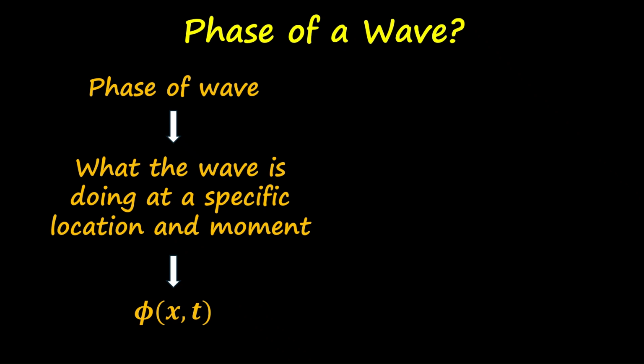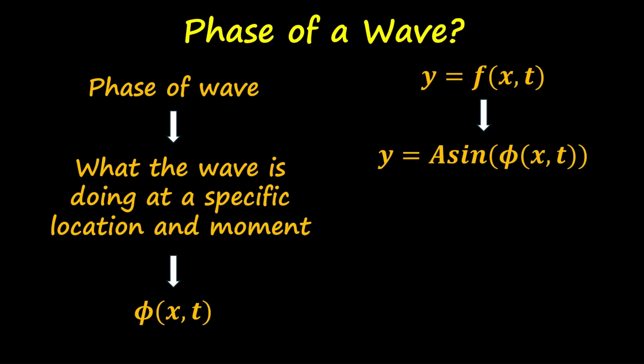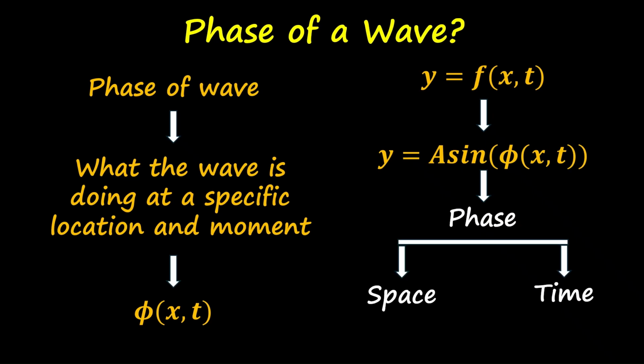Now, the general expression of a wave will be a function of x and t, and we can assign a maximum amplitude A, and it will be a harmonic function of the phase. Now, this phase will consist of a space part and a time part. The space part we denote by kx, and the time part we denote by omega t.